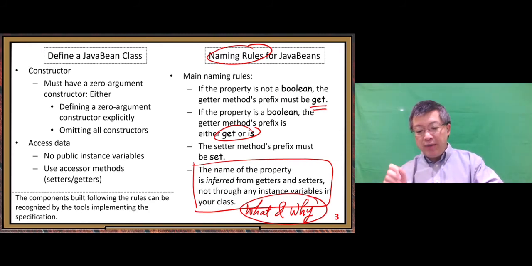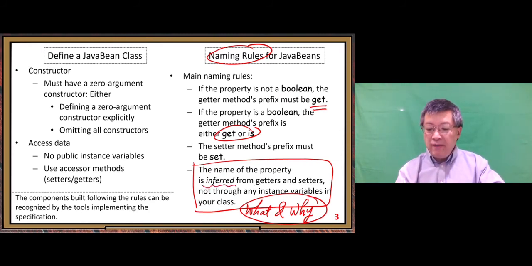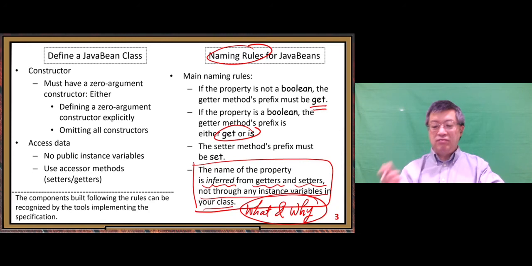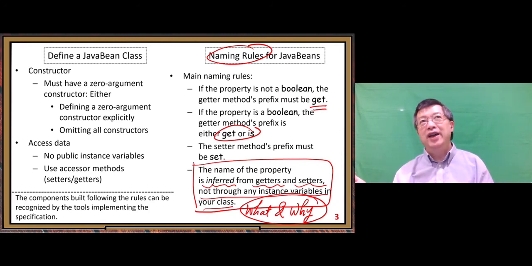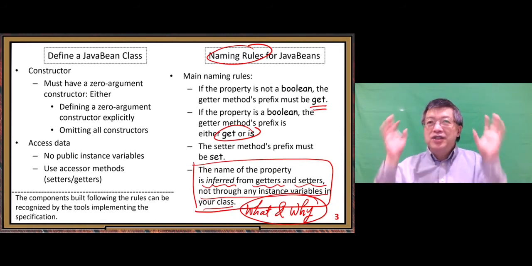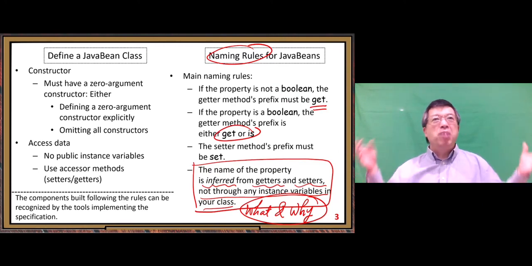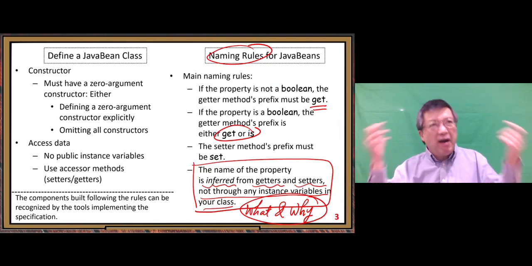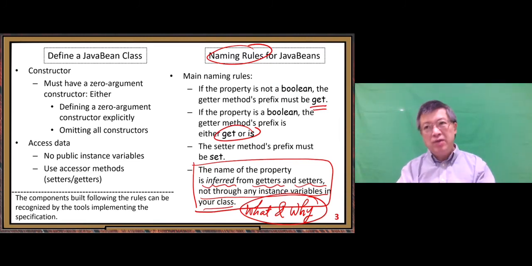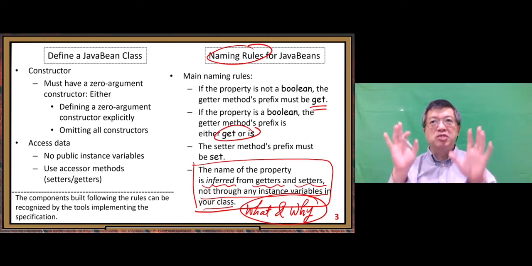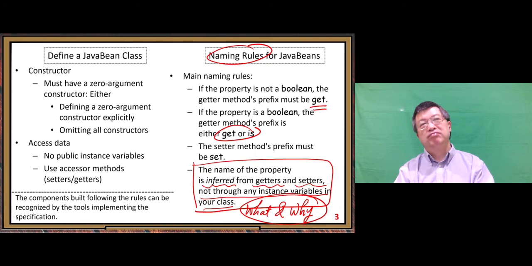The name of the property is inferred from getters and setters, not through any instance variables in your class. What's the meaning of that? So you may wonder, you can understand this English sentence, but you may not understand the meaning in Java. That could be the problem. So I want to use our last slide to explain this sentence.